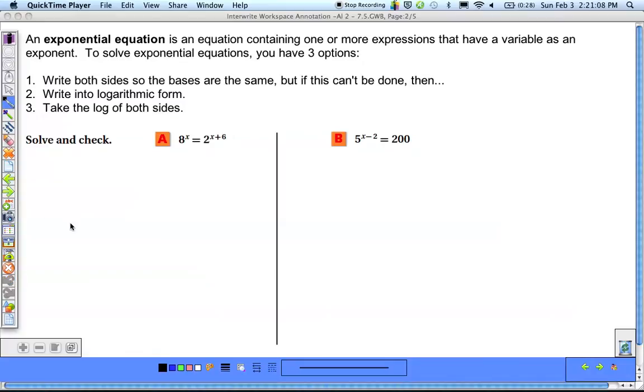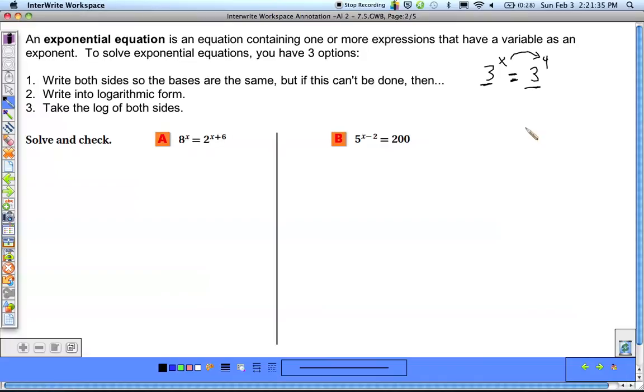The first thing that we're going to take a look at is how do we actually solve exponential equations. We really have three options. Option number one is the easiest, but it doesn't always work. It's write both sides of your exponential equation so that your bases are the same. If you see the same base, like 3 to some power equals 3 to the fourth power, when the bases are the same, that means that the exponents need to be the same to actually make these two sides equal to each other in the equation.